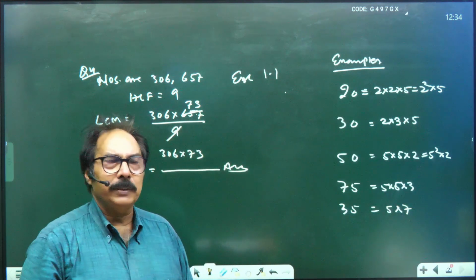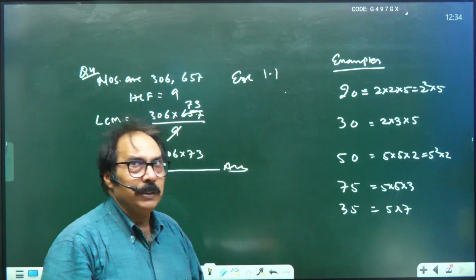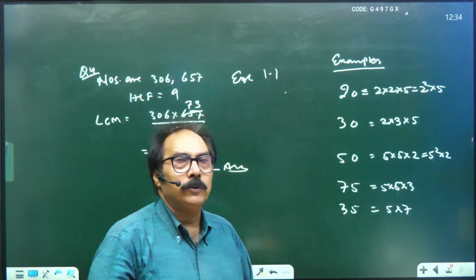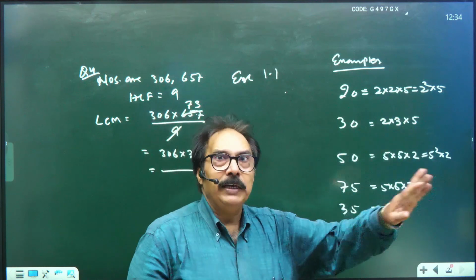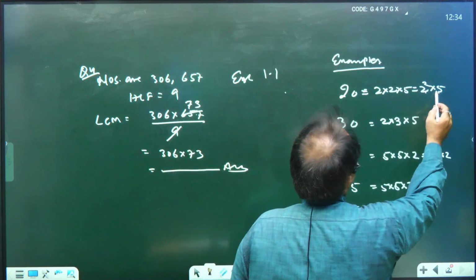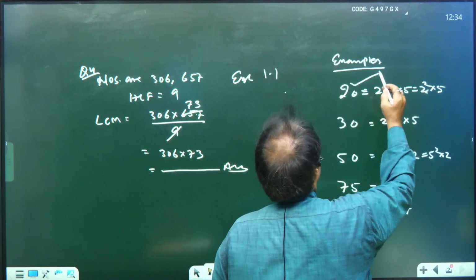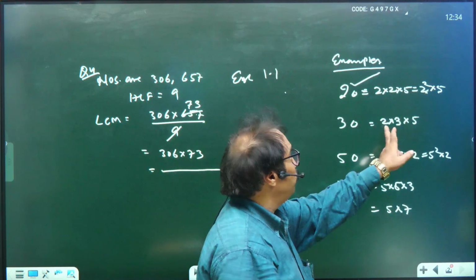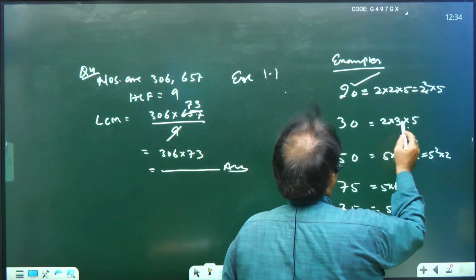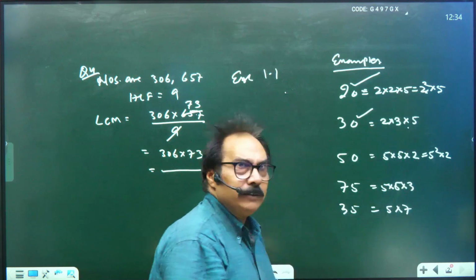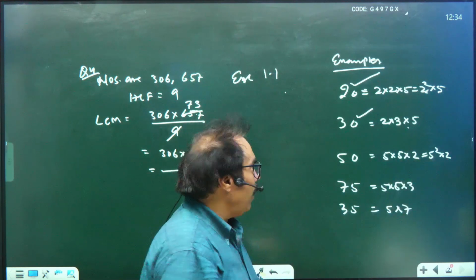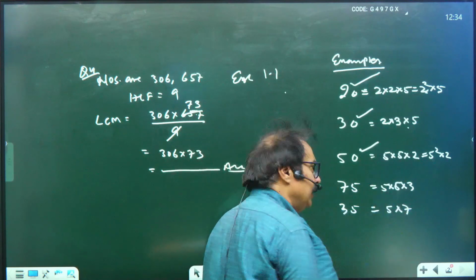So these are the examples, and from these examples we are coming to the conclusion that a number ending with the digit 0 has 2 and 5 as prime factors, right? Here 2 and 5 are the prime factors, so that's why this number is ending with the digit 0. In 50, the prime factors 5 and 2 are there, so the number is ending with the digit 0.